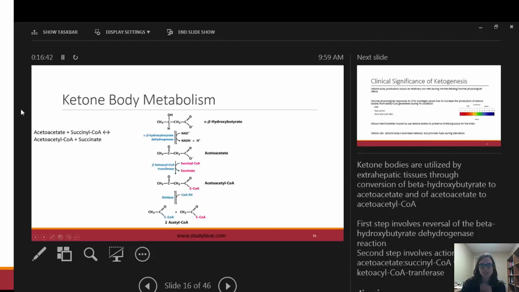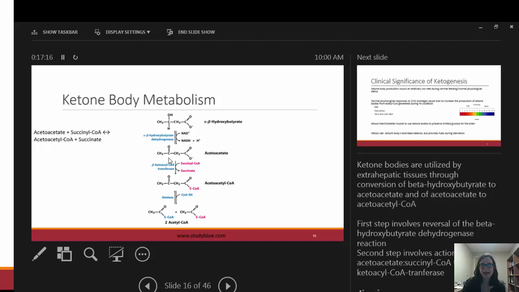Okay, so this is what this is showing here. So the first step in metabolizing the ketone bodies that can be used by the extrahepatic tissues for energy is conversion of this beta-hydroxybutyrate to acetoacetate and of acetoacetate to acetyl-CoA, okay? And so the first step involves the reversal of this beta-hydroxybutyrate dehydrogenase reaction. So it can go in both ways. It's a reversal of what we just saw.